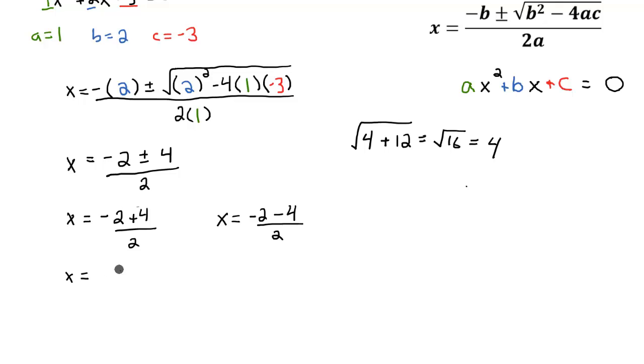Simplifying a little bit more, -2 plus 4 is 2 divided by 2, and then that gives us 1. So x equals 1. Up here we have -2 minus 4, which gives us a -6. We're dividing that by 2, which gives us a -3. So the other x value will be -3. So we're going to have two solutions here.